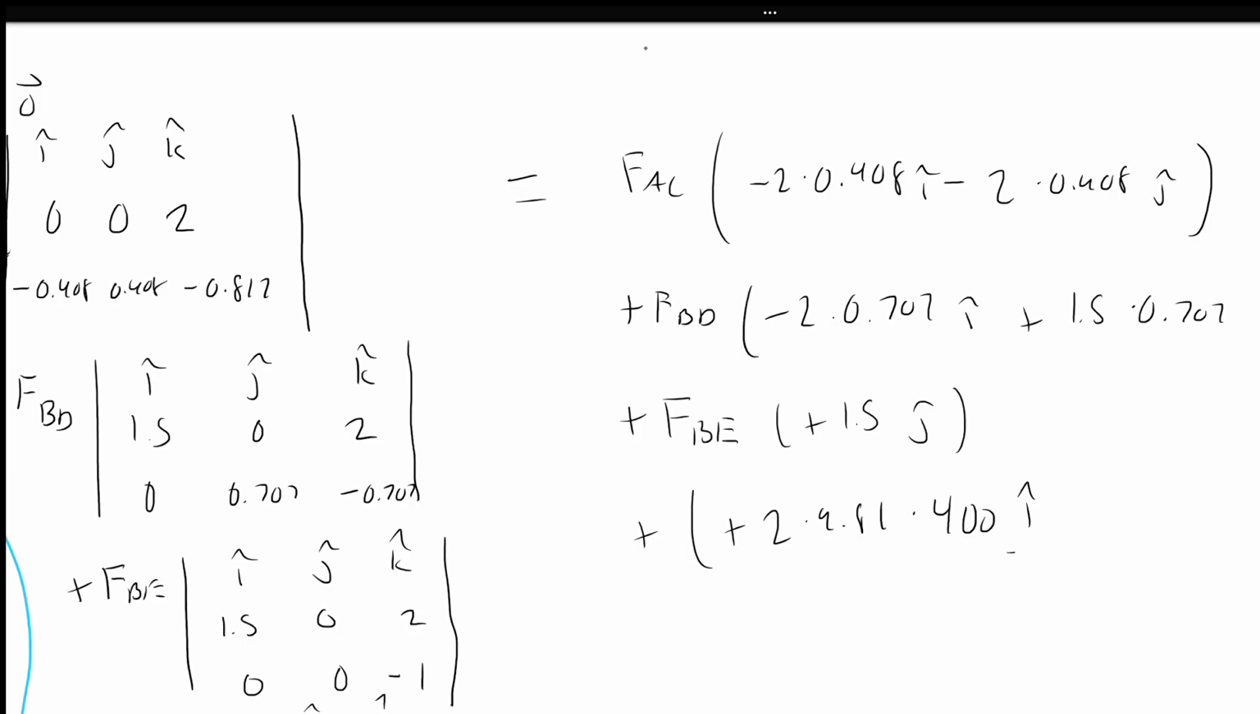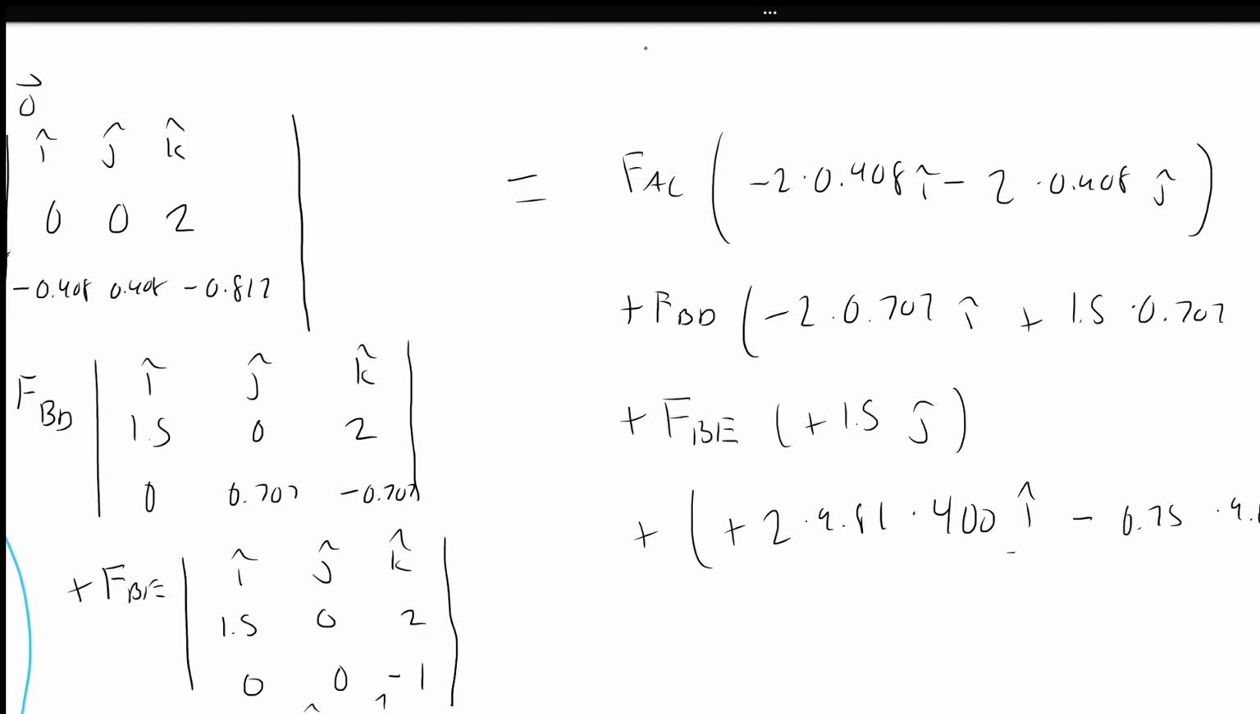Right, yeah. The j-hat is 0, and the k-hat is negative 0.75 times 9.81 times 400 j-hat. Okay, and all of this is equal to 0.